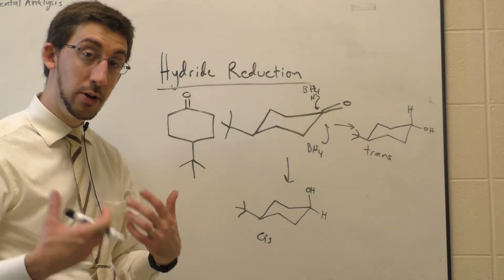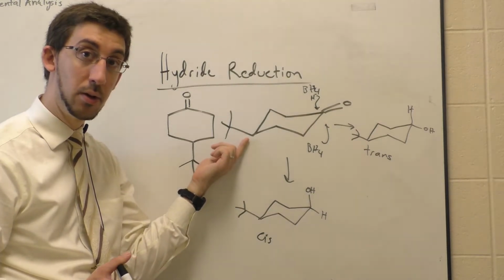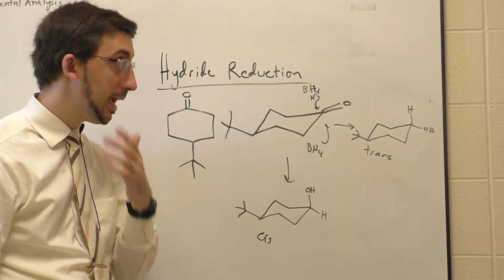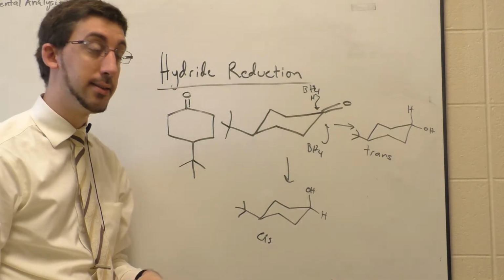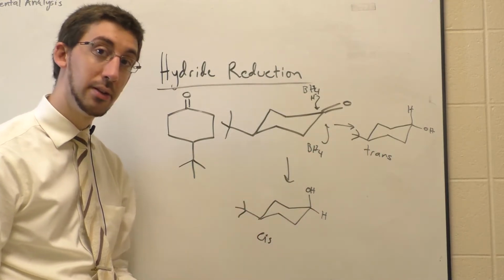Now, what we're going to do in lab is we're actually going to perform this reaction. We're going to take 4-tert-butyl cyclohexanone and reduce it with sodium borohydride in methanol, and then look at the product distribution and see what we get. See how much of the trans, how much of the cis.